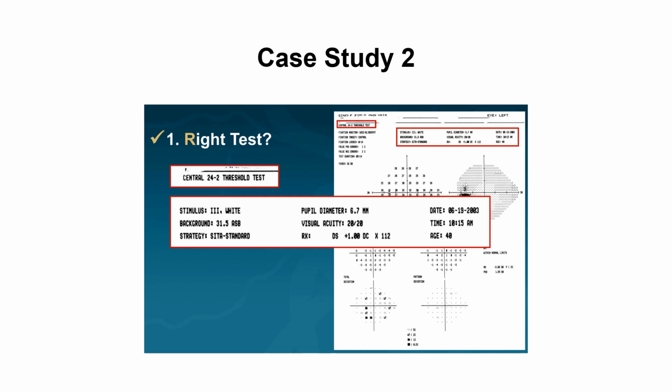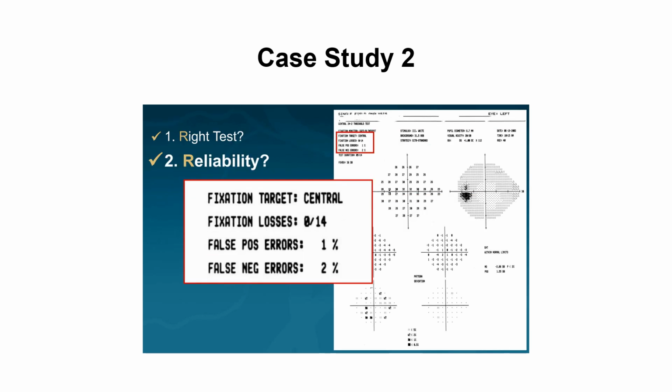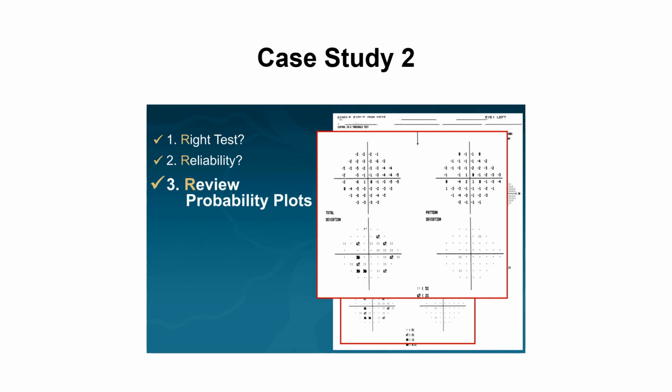Then you will go to the reliability indices: the fixation losses, the false positive and false negative rates. You will see that this is reliable. We said that fixation loss ideally should be less than 10%. False positive and false negative should be less than 33%, ideally less than 25%. Okay. Then you will review the probability plots.